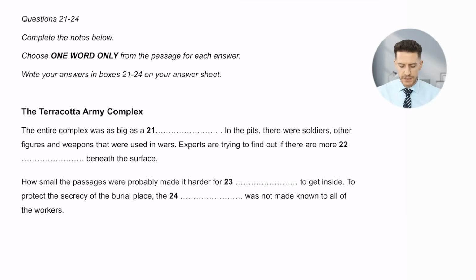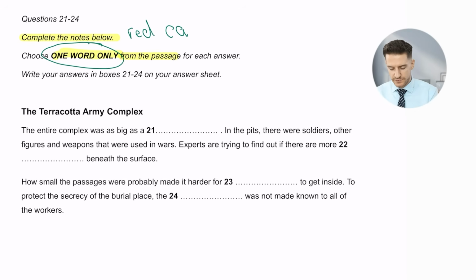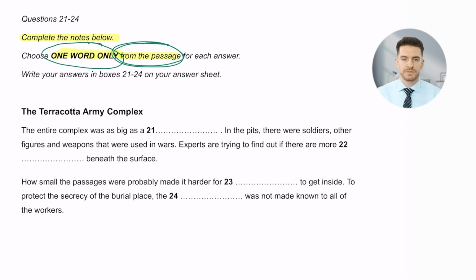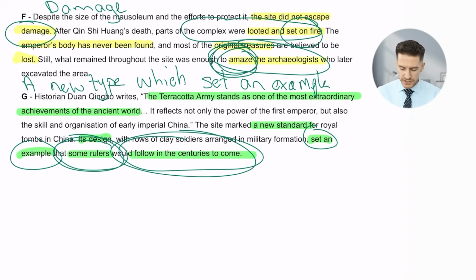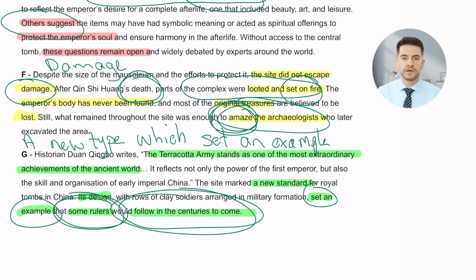Here they are, questions 21 to 24. Complete the notes below. Choose one word only from the passage for each answer. Write your answers in boxes 21 to 24 on your answer sheet. So 2 important things there are one word only. Okay, one word only. So if you choose something like red cat, well, obviously that's going to be wrong because that's 2 words. So always be careful to read the instructions. And it also says from the passage. So that means, let's pretend you're reading the passage and you think death is the correct word. Well, you don't need to change that to die or died. Okay, you just use that same word, death.